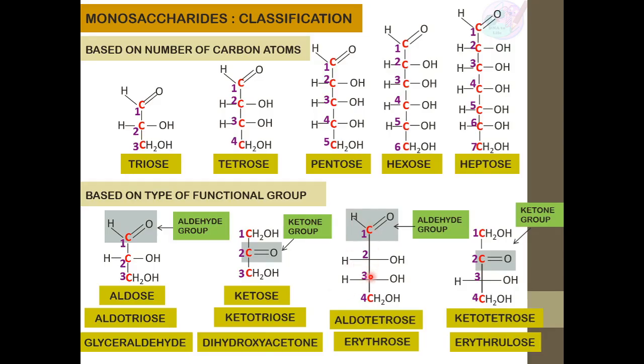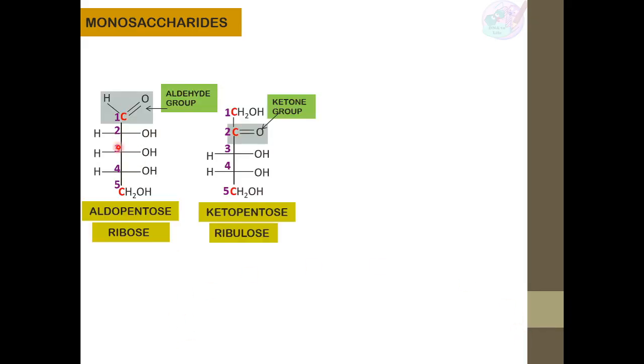This is a 4 carbon sugar with an aldehyde group. It's an aldotetrose, and this 4 carbon sugar molecule with a ketone group is a ketotetrose. This is the structure of erythrose and this is the structure of erythrulose. Similarly, with 5 carbon atoms and an aldehyde group, this is an aldopentose and this is the structure of ribose. This one with a ketone group will be a ketopentose, and the example is ribulose.